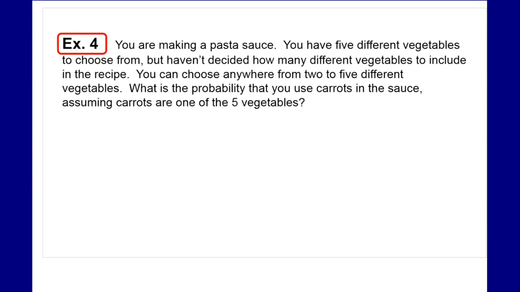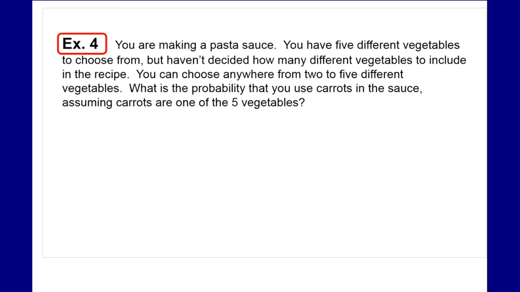Final example, you are making a pasta sauce. You have 5 different vegetables to choose from, but haven't decided how many different vegetables to include in the recipe. You can choose anywhere from 2 to 5 different vegetables. What is the probability that you use carrots in the sauce, assuming carrots is one of the 5 vegetables?